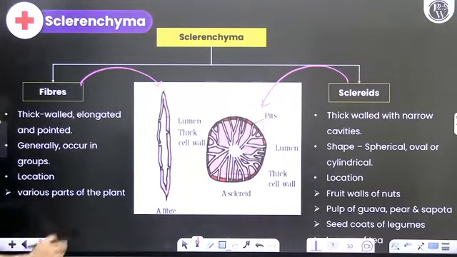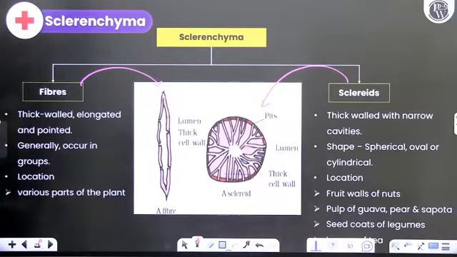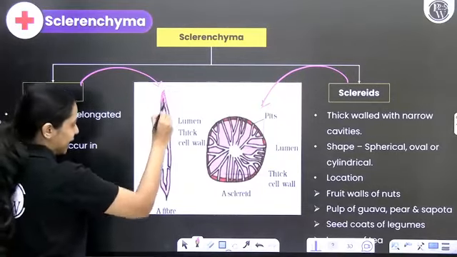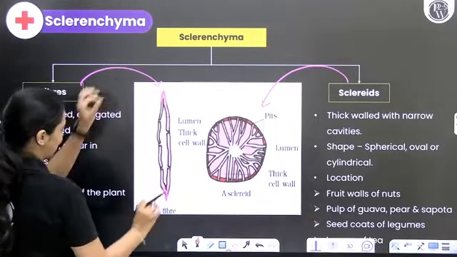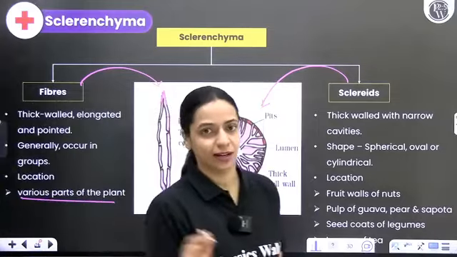Yeah, they occur in groups generally. You can find fibers present in xylem and phloem as well. They have pointy ends. They are kind of spindle shaped. You can find them in different parts of the plant. More about it we'll learn in our next class.